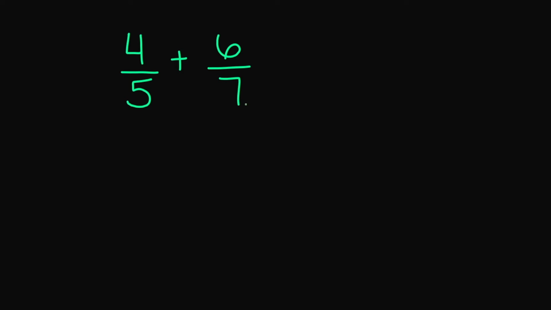So 4 over 5 plus 6 over 7. Notice here that my denominators are not the same, so I do need to find the common denominator. So 5 and 7, I'm going to list the multiples of 5 and 7. Now there is a shortcut you can use. You can just multiply your 5 times your 7, and that's going to give you 35. So 35 is going to be your common denominator.